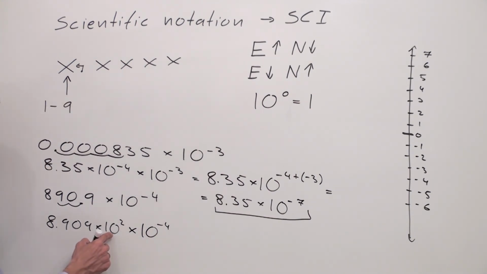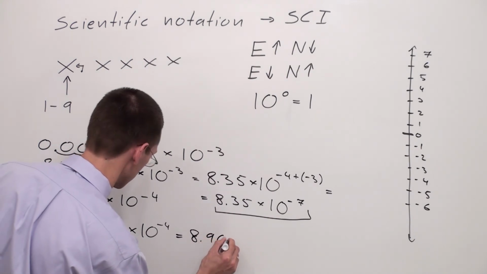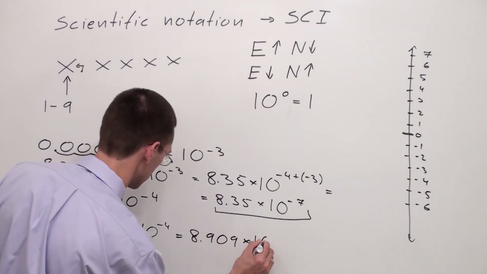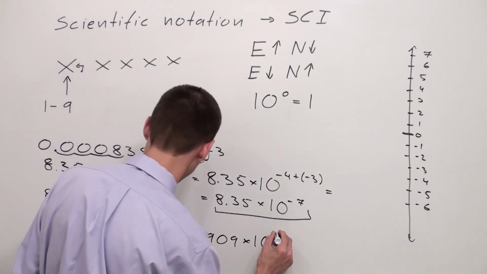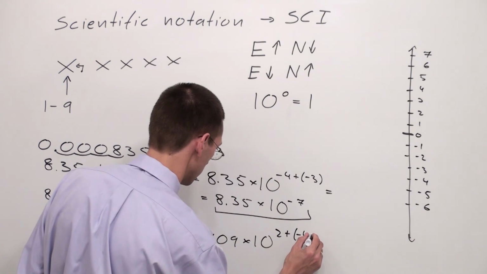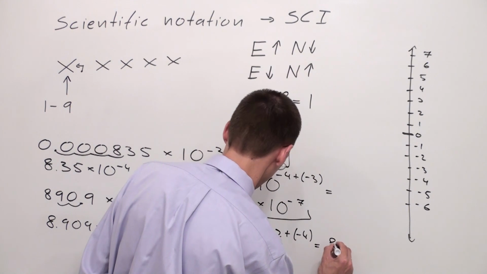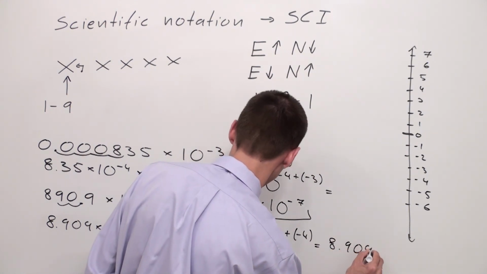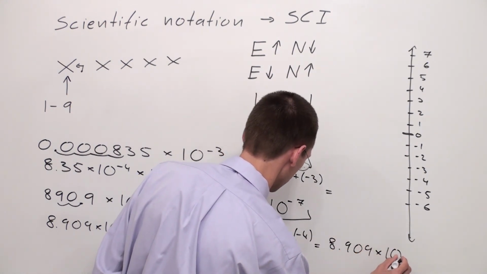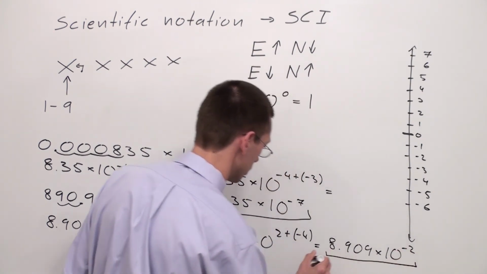Anytime we multiply the same bases, we have to keep the base and add exponents. That's why I'm going to have 8.909 times 10, and I have 2 plus negative 4. So this is going to be equal to 8.909 times 10 to negative 2. This is the solution to my problem.